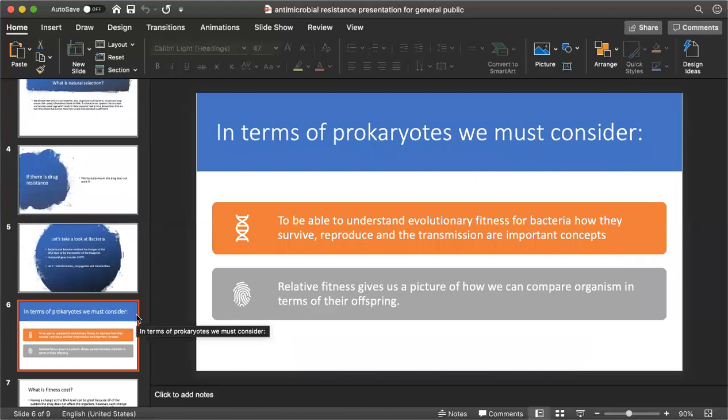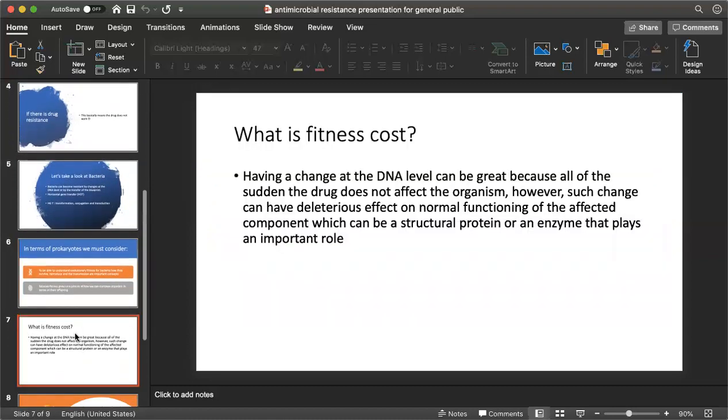In terms of prokaryotes, and prokaryotes are bacteria, to be able to understand evolutionary fitness for bacteria, you have to understand how they survive, how they reproduce, and the transmission of this. These are important concepts. Now, relative fitness gives this picture, and this is a comparison by counting how many babies an organism provides compared to the other, and you get a ratio. This is relative fitness. So it allows us to understand how they differ to one another.